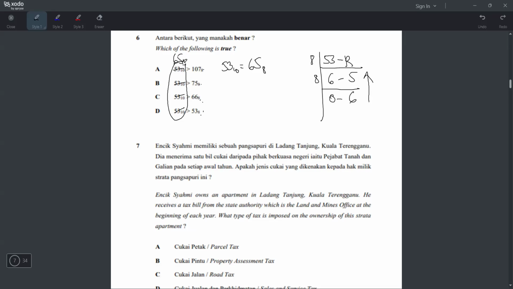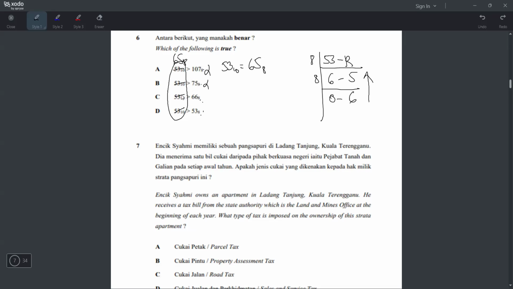So now we just have to check which one is true. So 65 base 8 is bigger than 107 base 8. Confirm wrong. Okay. Even though I don't know what is 107 in base 10 is how much, but you know it confirm is bigger than 65, right? Out of these two, the 107 must be the bigger one. So confirm wrong. What about this? 65 base 8 is bigger than 75 base 8. Confirm wrong lah. How can 65 bigger than 75? Right? Oh, by the way, this is not 75. You cannot read this as 75, because it's not in base 10. Okay, you have to read it like 7, 5 macam tu.